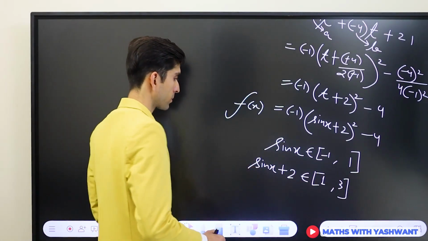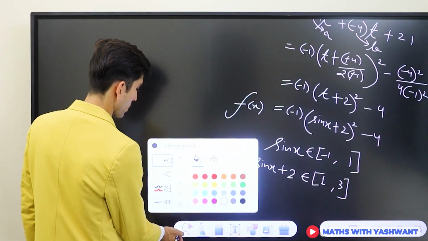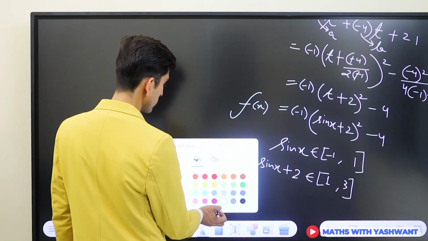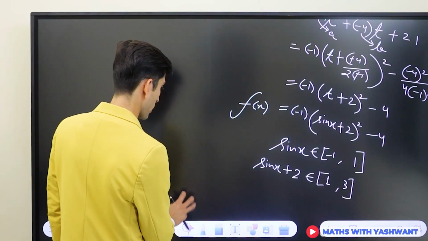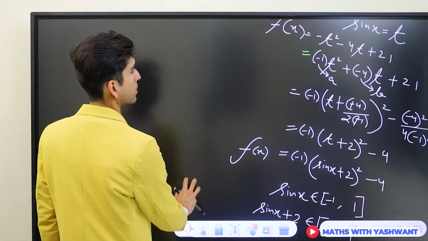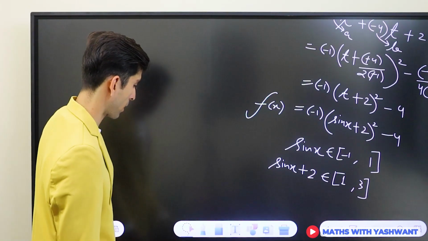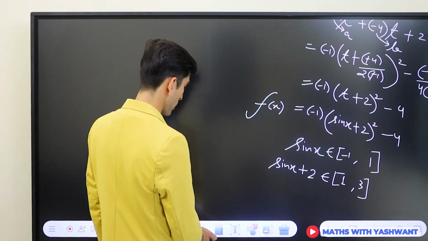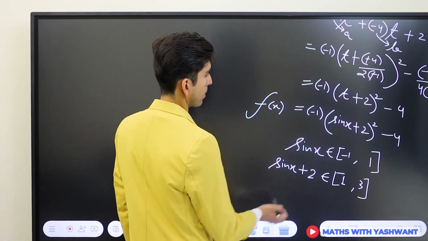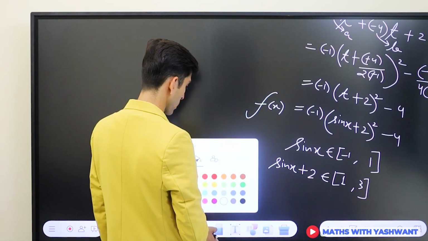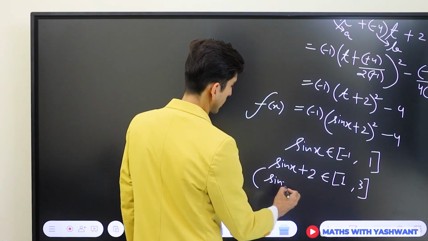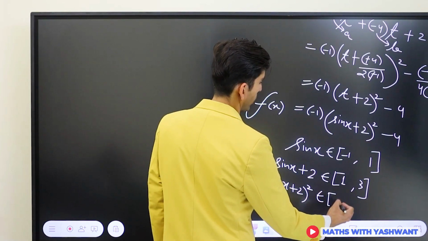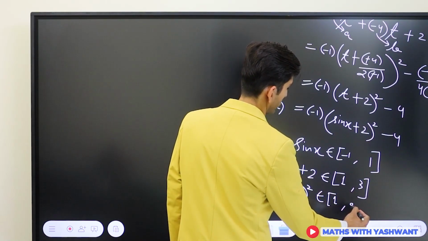Now we square this. Okay, the page is finished, but doesn't matter. We'll write on the left and the right side. So we have sin x plus 2, and now we'll do the squaring because we have a square here. When we do the squaring, we have sin x plus 2 whole square. So we'll have to square 1. 1 square is 1, and 3 square is 9.